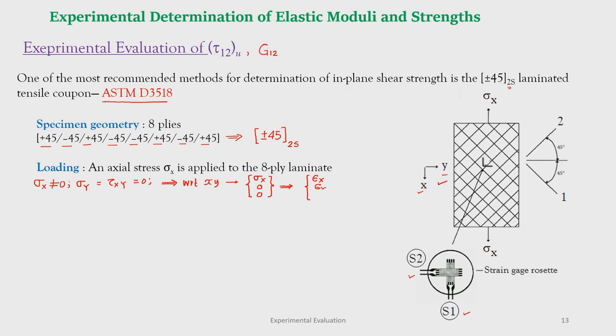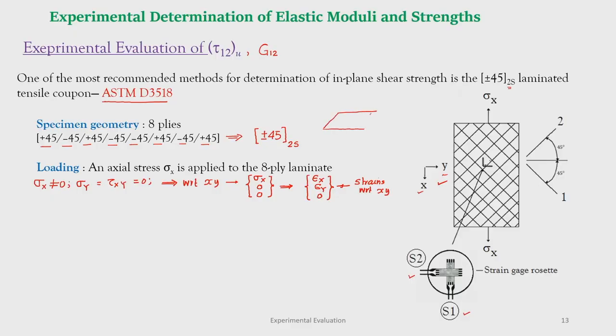When it is stressed like this, that will lead to strains epsilon x, epsilon y. There will be no shear strain because it is plus minus 45. Okay? So, this is the strain with respect to x y. Now, 1 and 2 are the principal material directions. Okay, with respect to x and y, 1 and 2 represent the principal material directions. If I consider a 45 degree lamina, suppose, so this is our x and y, therefore, this is 1, this is 2, it makes an angle of 45 degree.